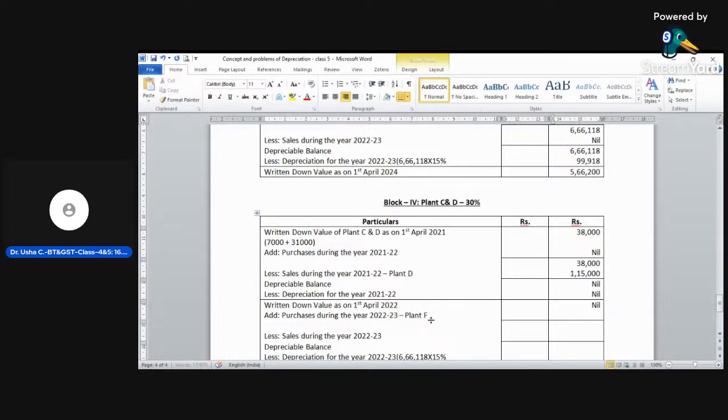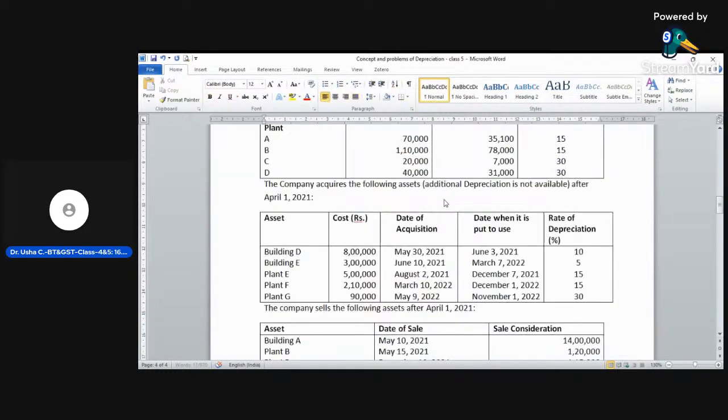Next, purchases during the year. Just check whether there are any purchases during the year with respect to this block 4 with 30% rate of depreciation. Purchases. Yes, plant G is purchased. Correct? Plant G is purchased at 90,000, and it was purchased on May 9, 2022 and put to use in November. When it is put to use in November, as we have calculated, it was put to use only for 151 days, I hope so. Just look into it. But it is less than 180 days, correct?